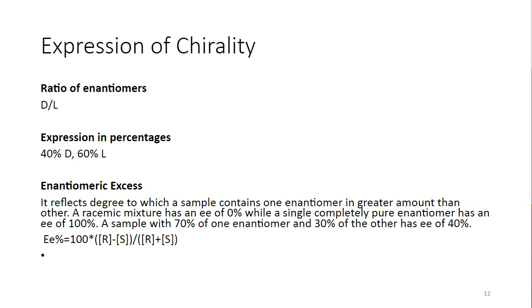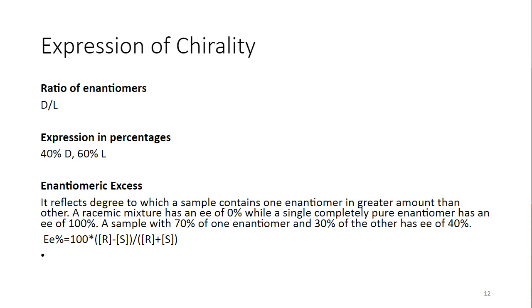Expression of chirality is very important. Based on the literature, chirality is majorly expressed in three different ways. One is the ratio of enantiomers, D to L, as a percentage, considering the total of the specific molecule as 100%. Only counting those two, D plus L equals 100%. For example, it is sometimes expressed as 60% D and 40% L isomer, or 90% D and 10% L isomer. It should total 100%.